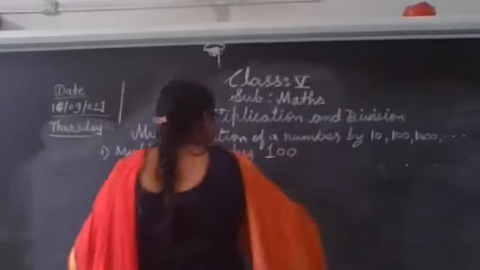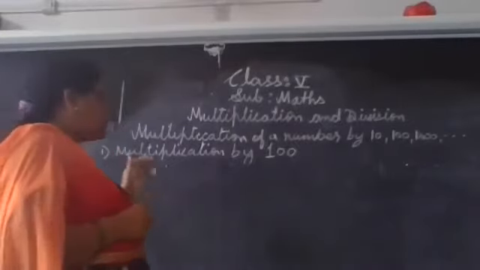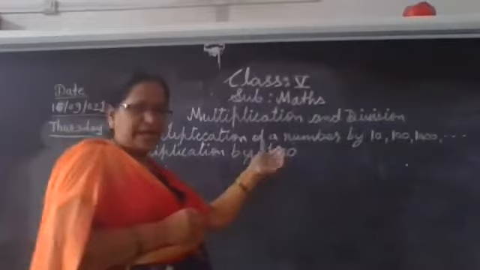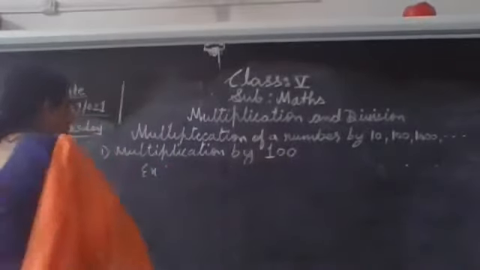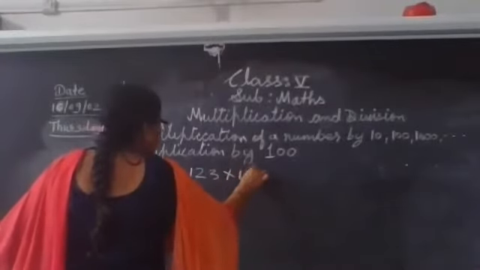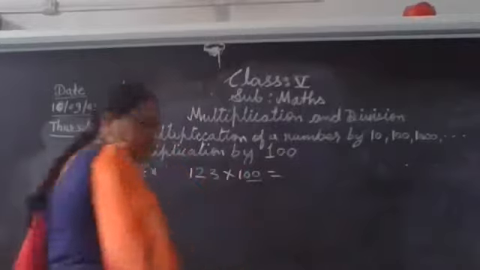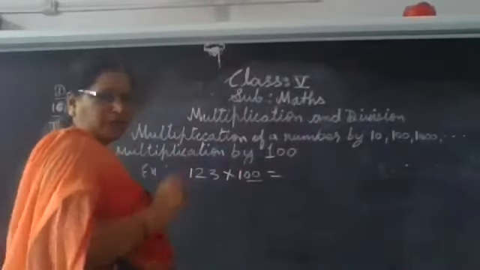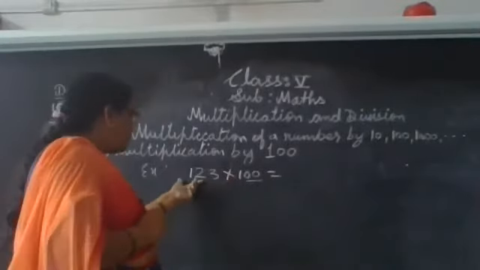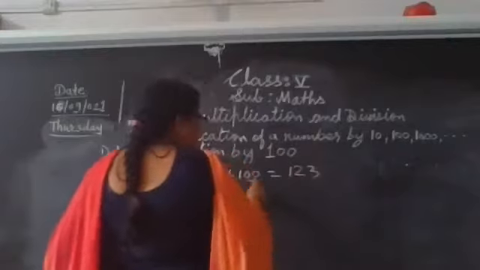100. So it is also the same as the multiplication by 10. 10 has 1 zero, so we write 1 zero. Here 100 has 2 zeros. For example, 123 multiplied by 100. Okay, so write down these 2 zeros first, and write once 123.